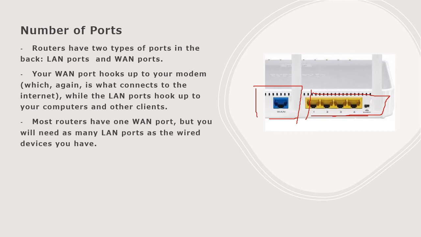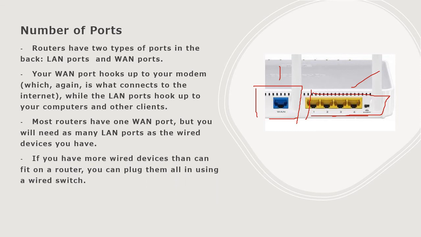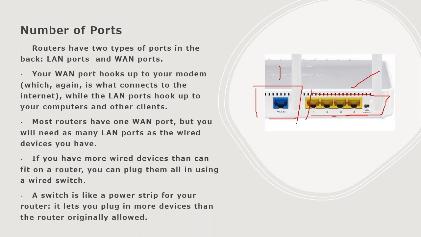Most routers have four LAN ports, but you will need as many LAN ports as the wired devices you have. If you have more wired devices than can fit on a router, you can plug them all in using a wired switch, the one I have shown you earlier in our diagram. A switch is like a power strip for your router. It lets you plug in more devices than the router originally allowed.